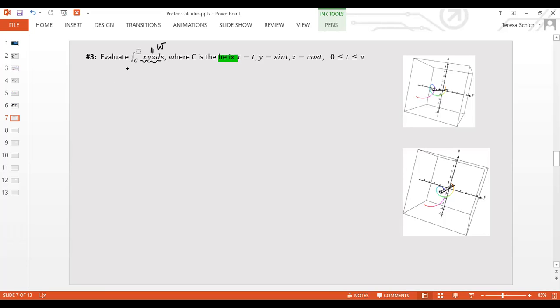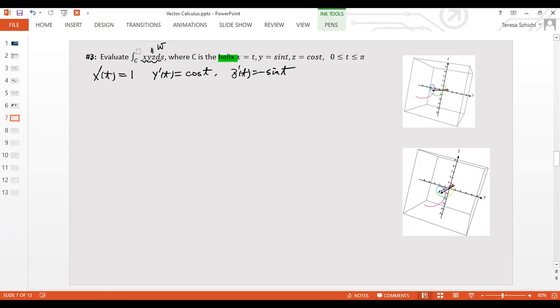Okay, so now let's take a look. How do we do it? It's the same way here. Let's see, we have x(t). So x prime t is what? 1. Okay, y prime t is equal to cosine t, and z prime t is equal to negative sine t, right?